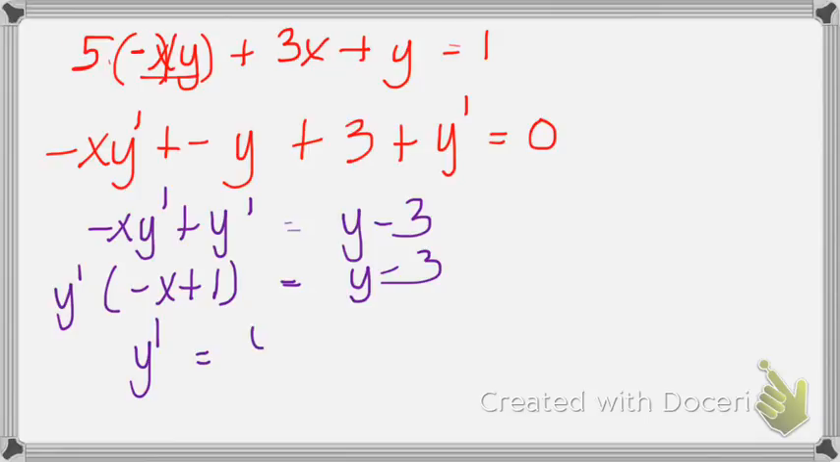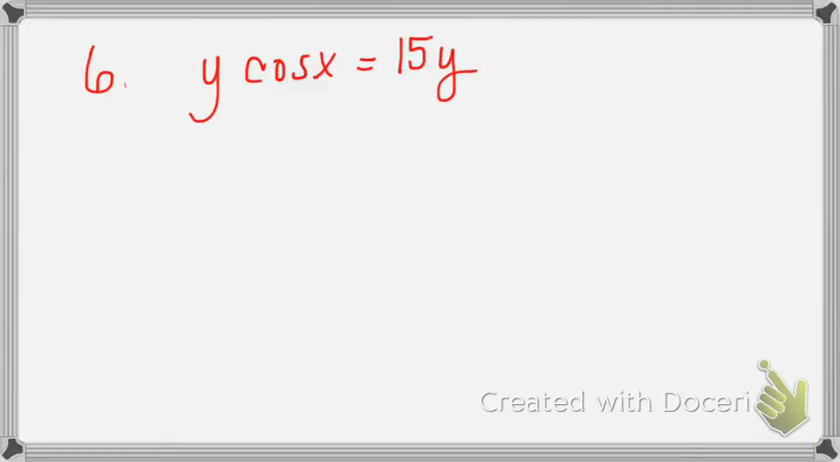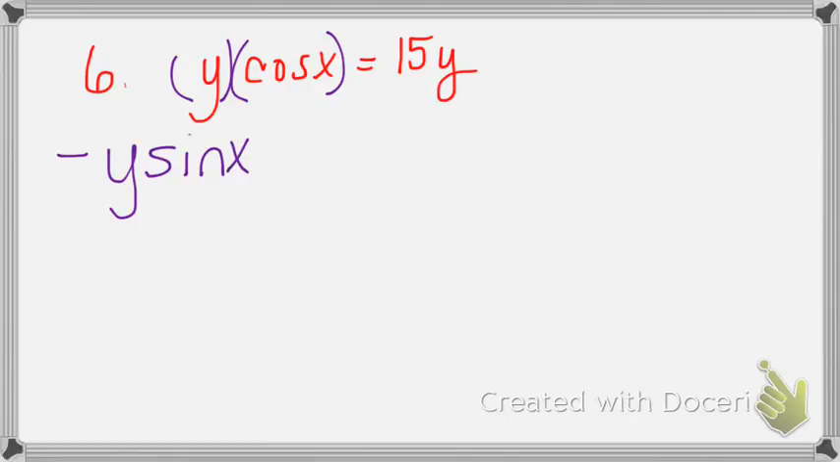And then I'm going to divide by it. Okay, here's another one. This one has a cosine in it, so it looks more complicated. It's kind of the same though. Still going to do the product rule: first times the derivative of the second. The derivative of cosine is negative sine, plus the second times the derivative of the first.